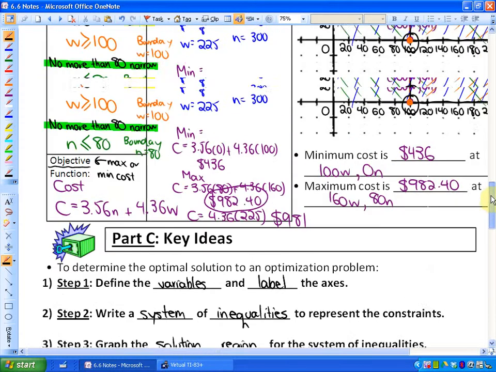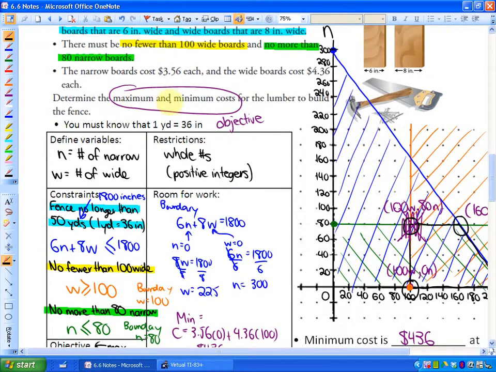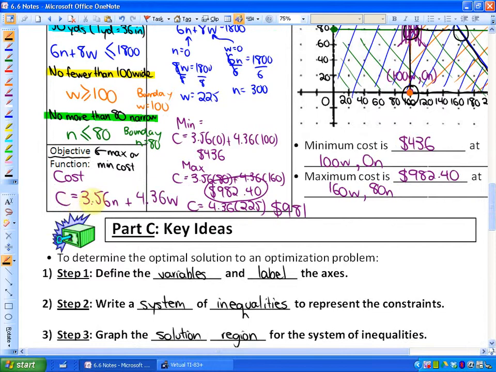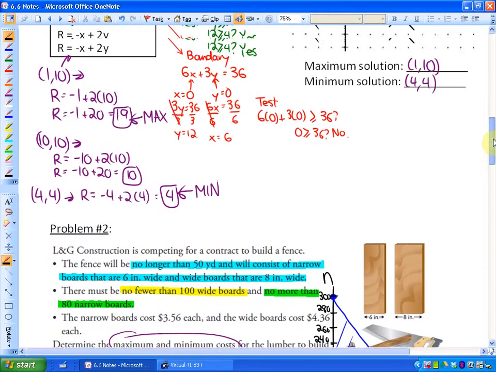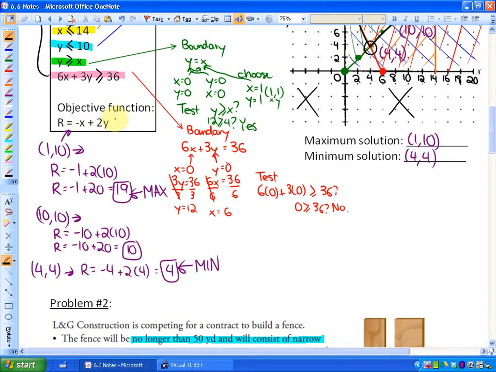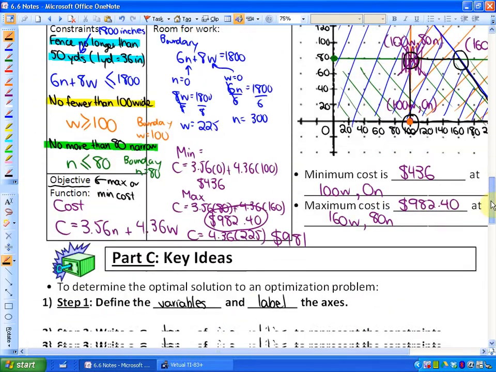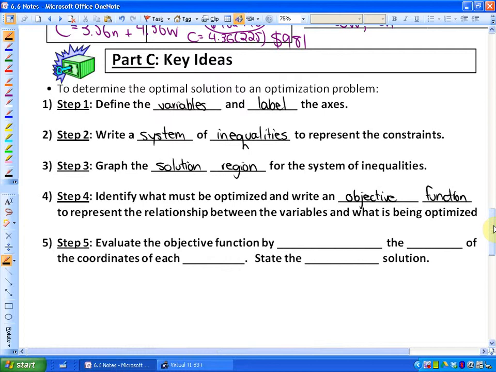Like for example, we had to come up with our own objective function for maximum and minimum costs for this problem here. The objective function was the cost of narrow and wide boards, or in the problem before that, the objective function was given to us. Okay, so step 4 may not be necessary depending on what type of problem you're doing.